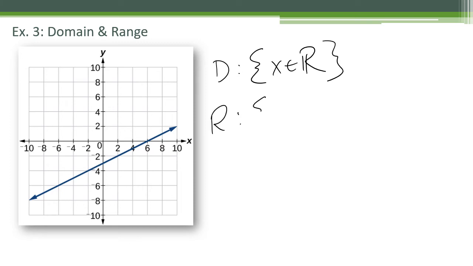My range, same idea. This is going to keep getting, as I go to the right, higher and higher and higher. As I go to the left, it's going to keep getting lower and lower and lower. As you move vertically, there's going to be no gaps, no restrictions, no barriers. All of the y coordinates are going to exist. They're all going to exist on that line. So there are no restrictions. Y is all real, close curly bracket.